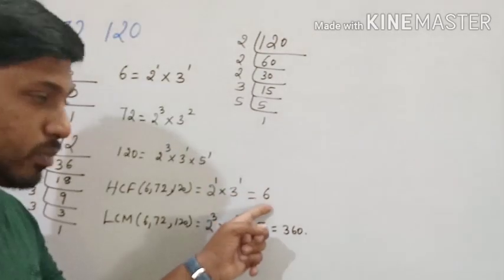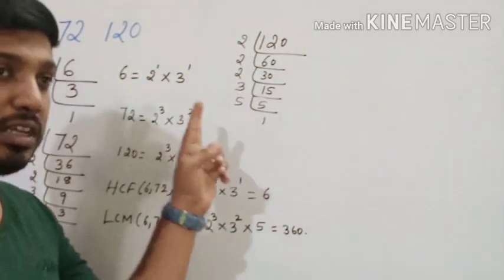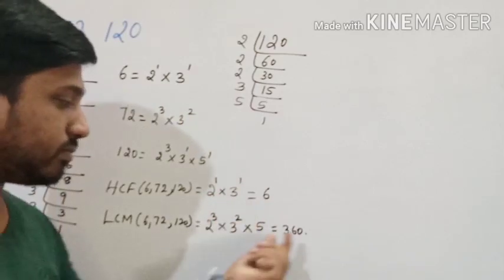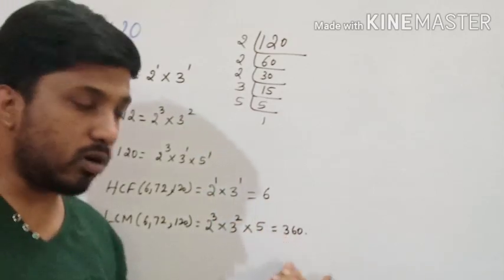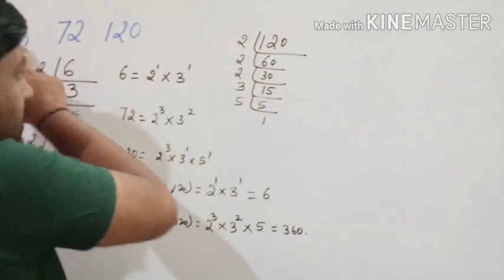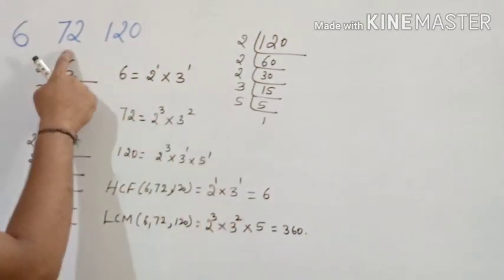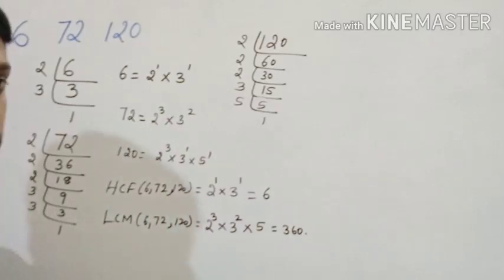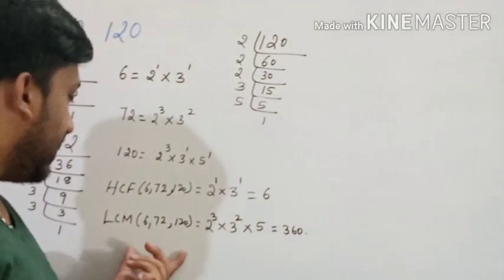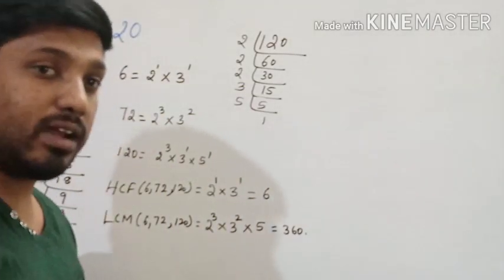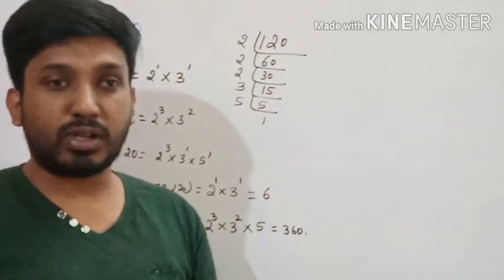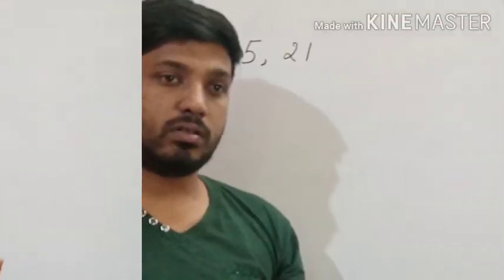So this particular number 6 divides all the 3 numbers exactly, the highest common factor, whereas the LCM, this particular number 360, what we got, 360 divided by 6 or 360 divided by 72 or 360 divided by 120, it exactly divides. So this way we found LCM, that is least common multiple, and highest common factor by the fundamental theorem of arithmetic, that is prime factorization method.